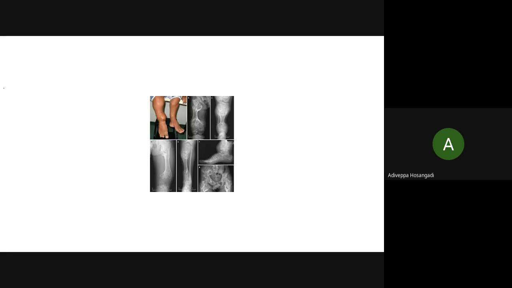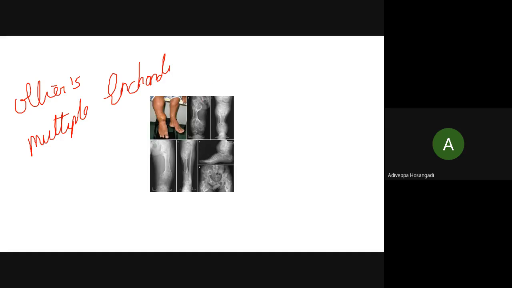Look at this diagram. Ollier's disease is multiple enchondromatosis. Look at this. There's so many swellings everywhere. The pelvis is affected, tibia is affected, femur is affected, bilateral femur. See, so many swellings are there in the child. It is a cause for dwarfism.